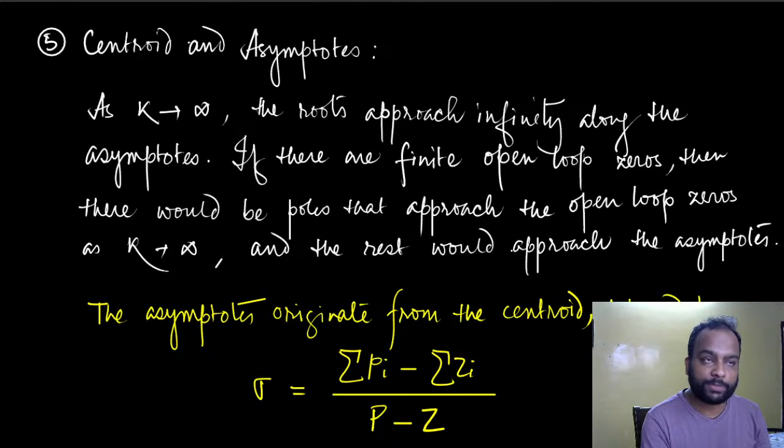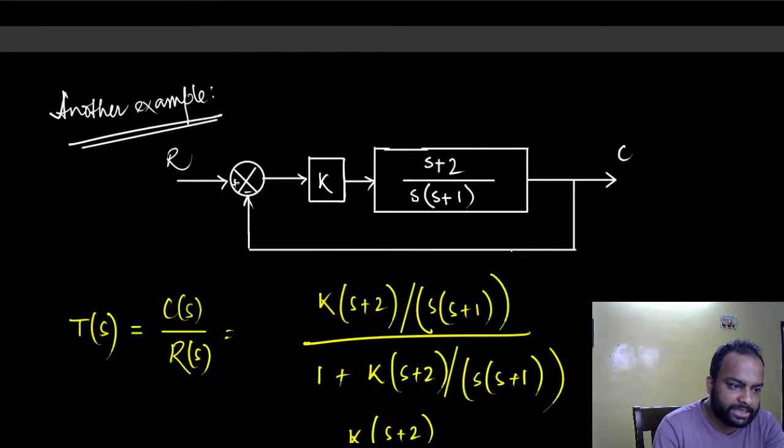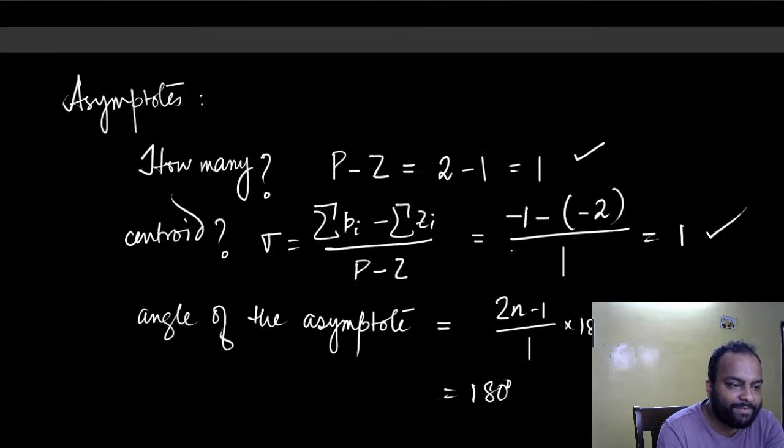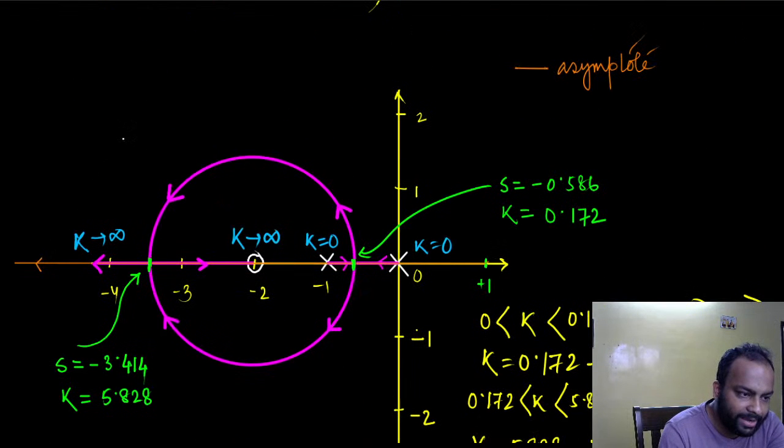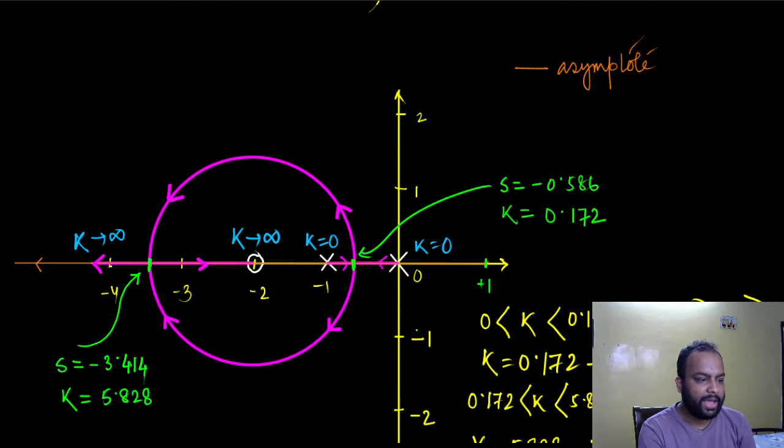That is how the asymptotes work. Asymptotes are for those poles which do not find any zeros. So if you have 2 zeros and 5 poles, then 2 of the poles would approach the zeros as k approaches infinity, and the remaining 3 would follow along the asymptotes and go to infinity from different directions. And yes, in this particular example, I have a finite open loop zero. So one of the poles approached that as k tends to infinity, and the other went to infinity from the negative side, approaching the asymptote, right?